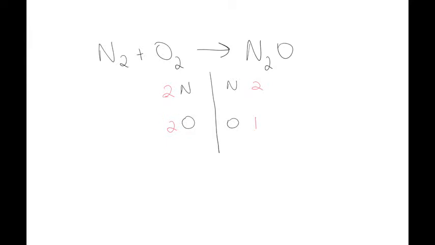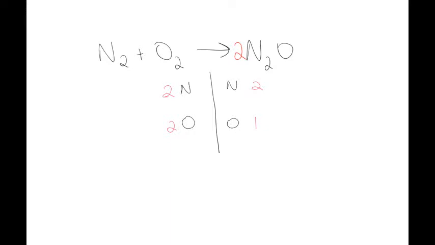Now we can only go up with our numbers. We can't go down. So I can't bring my 2 down to a 1. So on the product side, I need to make it so there's two oxygens. We can't put numbers in the middle of a molecule, so I need to put a coefficient of 2 in front of the whole molecule, dinitrogen monoxide. And now I need to do a recount.